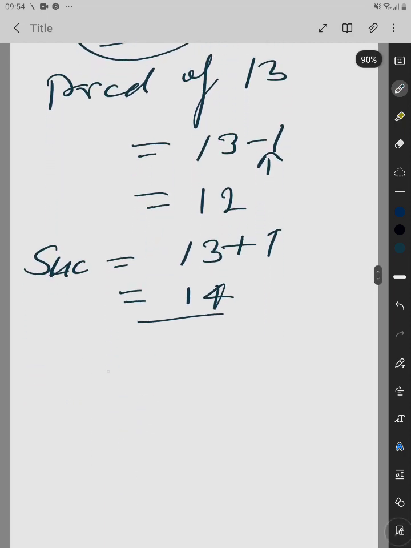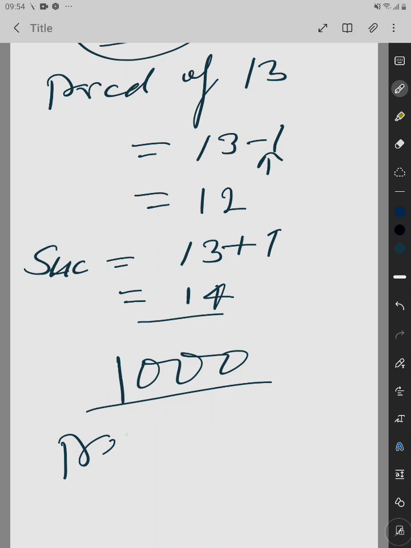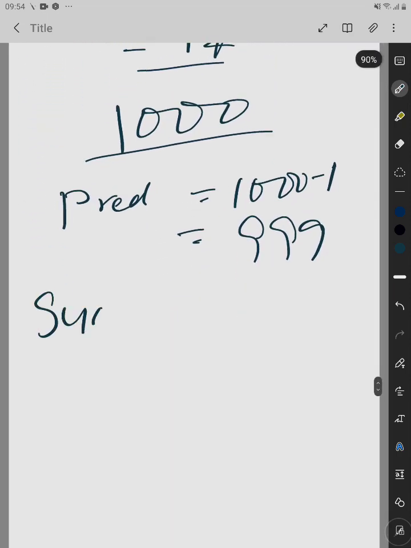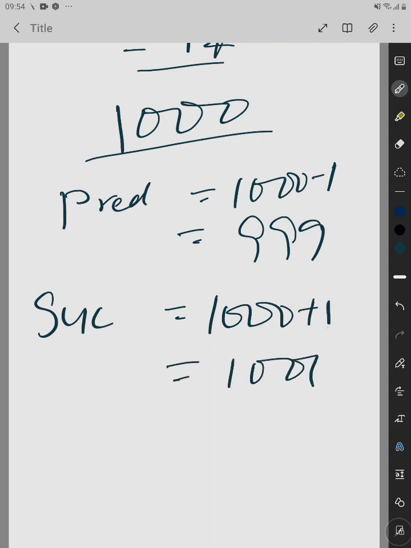At any place you can apply this. For example, let's take 1000. Its predecessor will be 1000 minus 1, which is 999. Similarly, its successor will be 1000 plus 1, which is 1001. I think the concept is clear. You need to understand it and make your mind according to the concept, so that you should not have any confusion today and later in your classes.